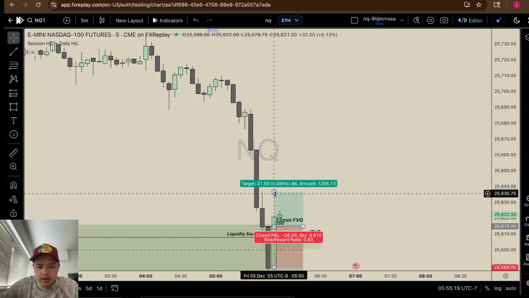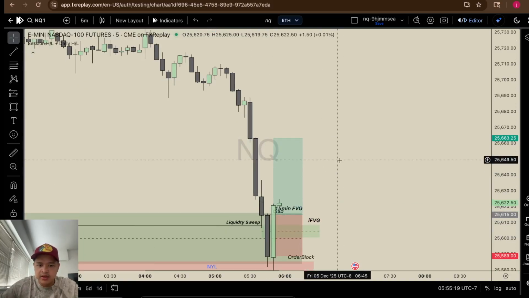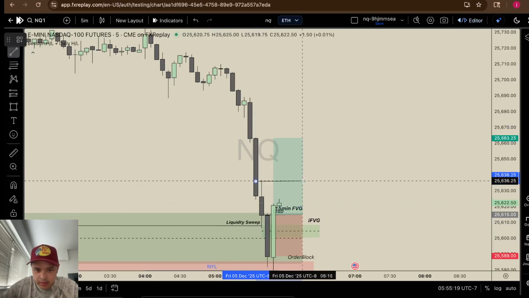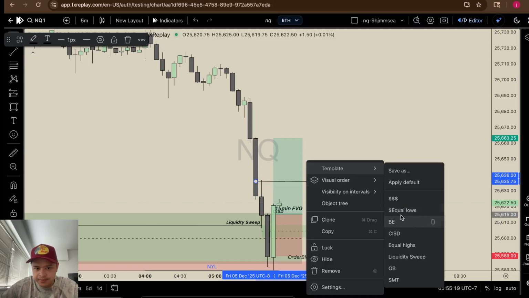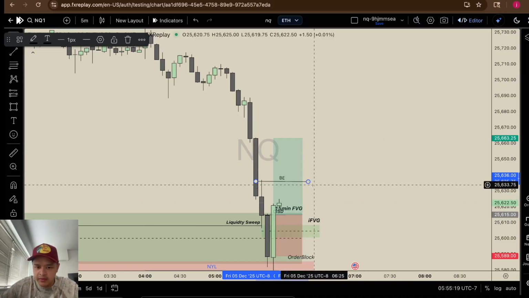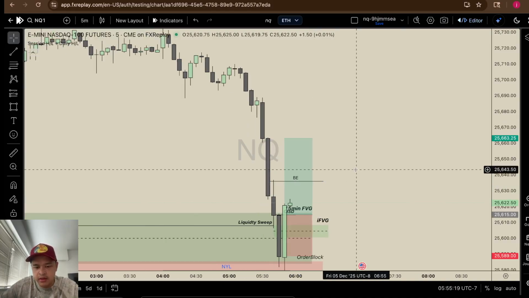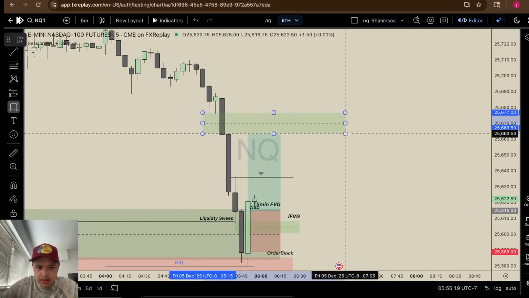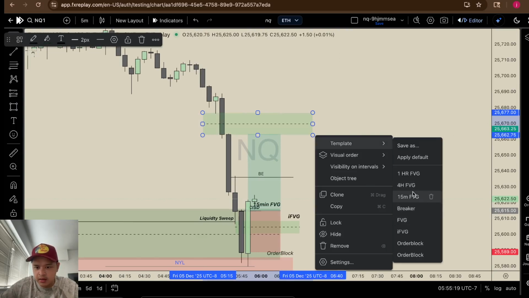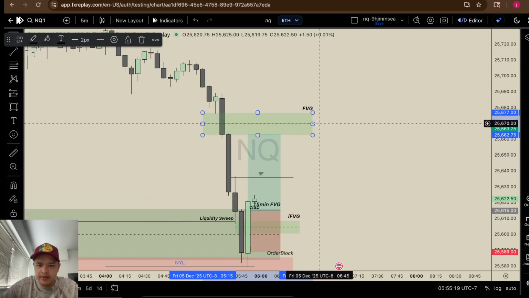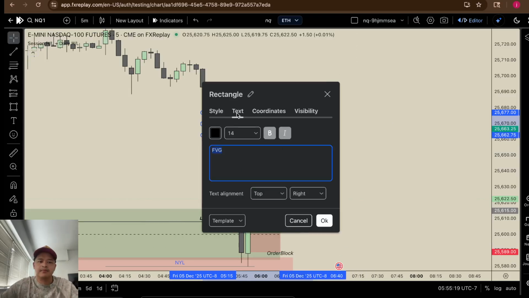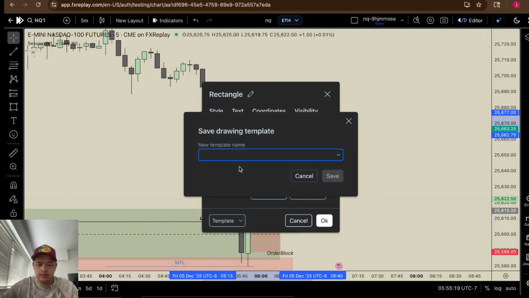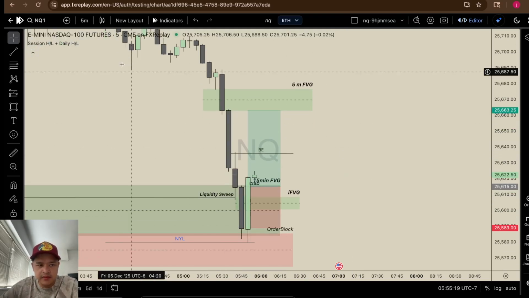So I'm gonna target this. That's my target, and this zone over here, beginning of that fair value gap, that is gonna be my break-even. That's where I'm gonna put my break-even. Even if I lose, right? At least that break-even. Right? It's a free trade. So this is the 5-minute fair value gap that I was saying. Let me label that. Five-minute fair value gap. Okay, break-even zone.